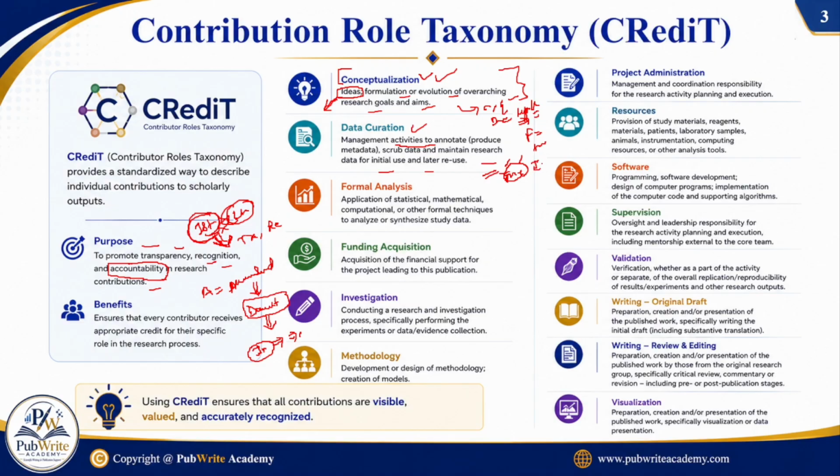So let's suppose a person is involved in data processing, data cleaning, or data annotation, then you need to understand that this XYZ author is involved in data curation. So this is very specific. But if you also want to go into some other detail, you can specify that data cleaning or data processing was done by this XYZ author. So this is one of the aspects.